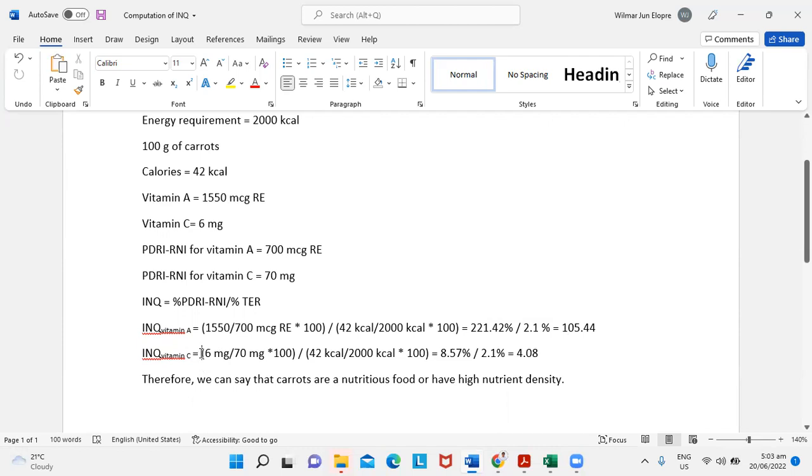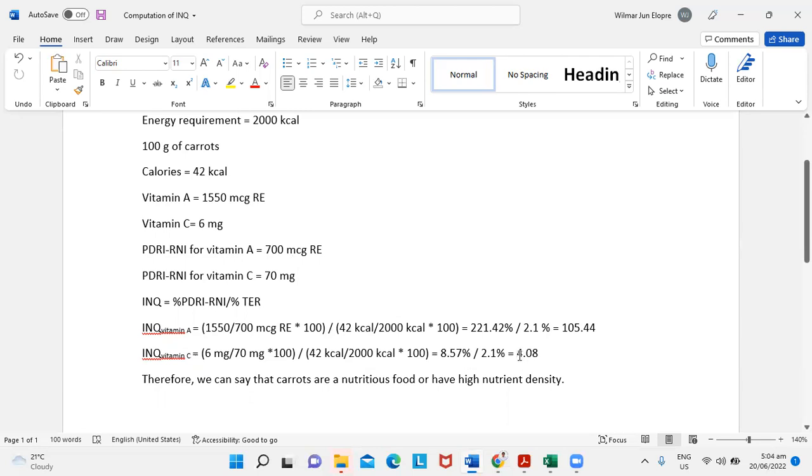So, same ra gyapon nga formula, percent PDRI RNI divided by percent TR. So, to get the percent PDRI RNI, the actual content of vitamin C, which is 6 milligrams, i-divide na to sa RNI for vitamin C, which is 70. So 6 divided by 70 times 100. So that would give you around 8.57%. For the percent TR, 42 calories divided by 2,000 calories. So same ra atong sa INQ for vitamin A. So that's 2.1. So i-divide nimo ang 8.57 divided by 2.1, and that would give you 4.08. So nilapas na sad siya og 2.